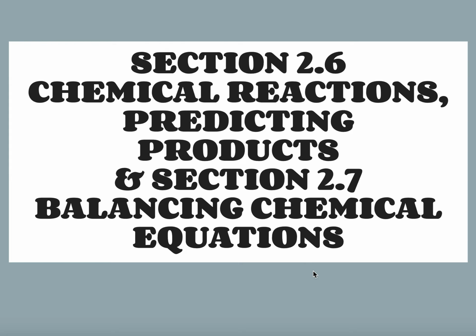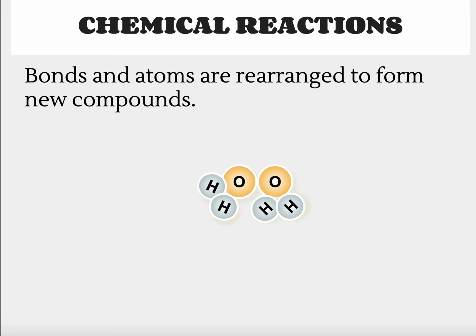All right, gang, today we're going to be looking at chemical reactions, just kind of what they are, what is their structure, and how do we make them. So a chemical reaction is basically where we have two substances and the bonds and the atoms are broken and rearranged and they form brand new substances.